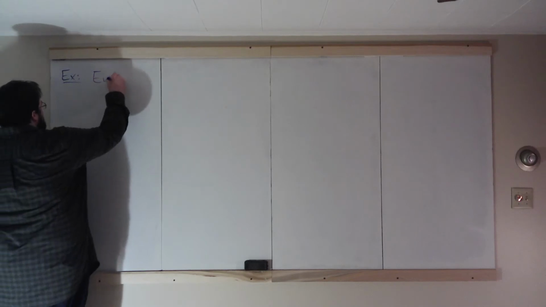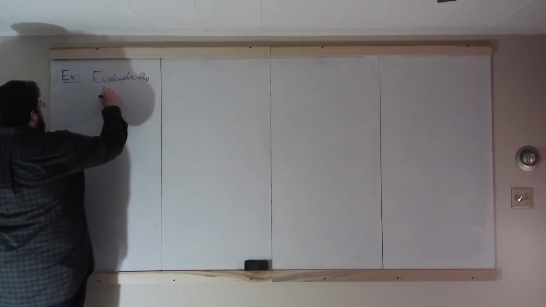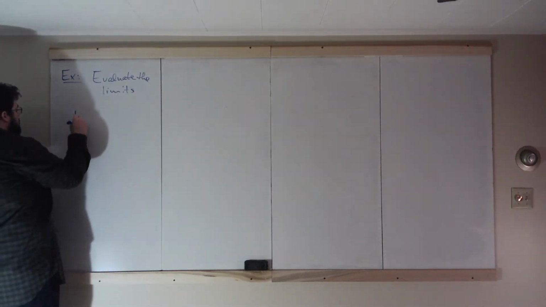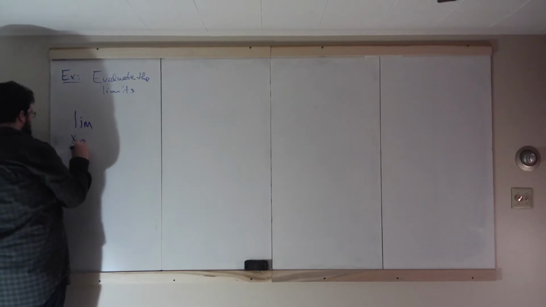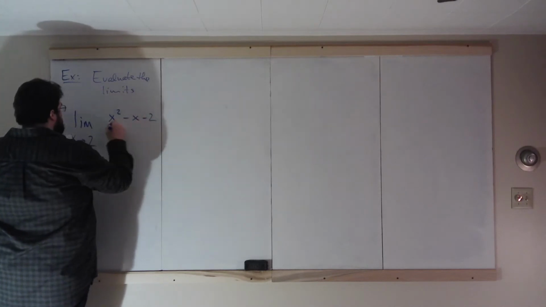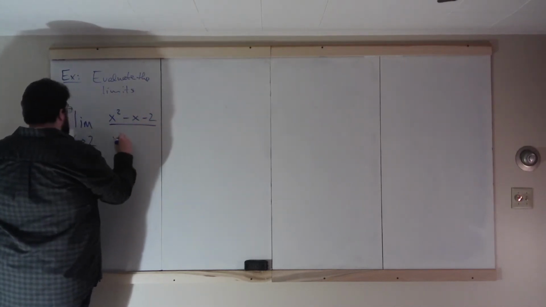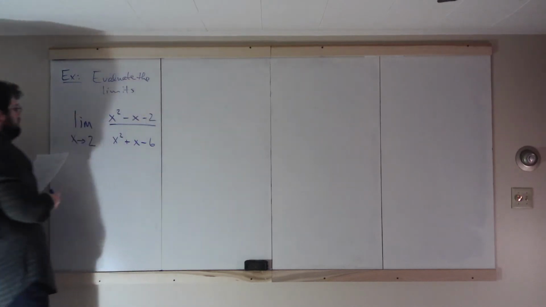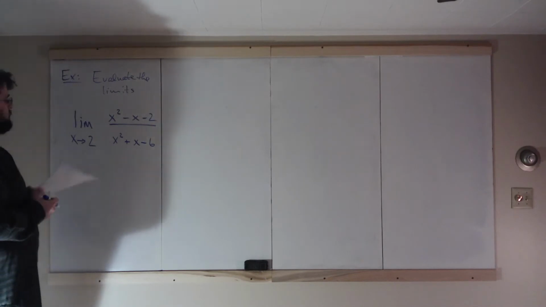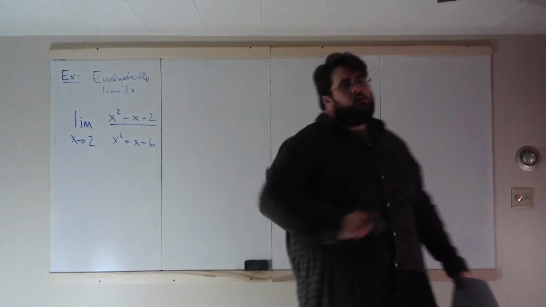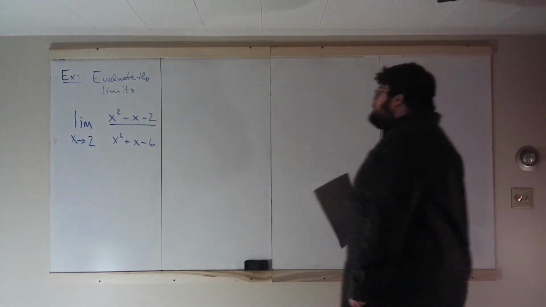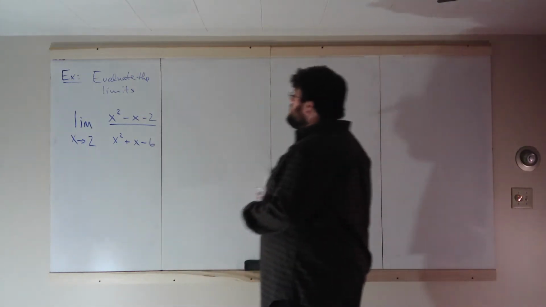Evaluate these limits. Which one? Let's do these 2. Limit as x approaches 2 of x squared minus x minus 2 all over x squared plus x minus 6. We're going to do 2 limits. I will write the second one after finishing this first one. Not positive how much room this first one will take. The second one will take a good amount of room. So evaluate the limits. This will be first. There will be a second one.